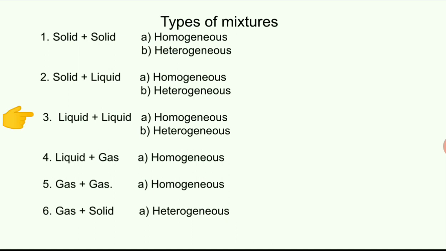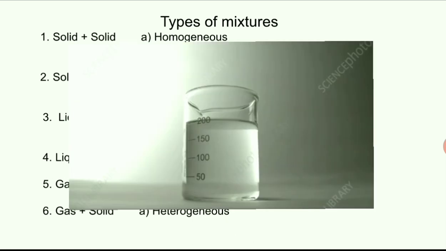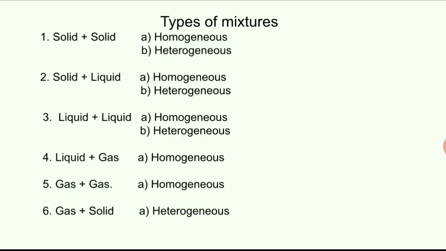Then the third type is a liquid-liquid mixture. In this type of mixture, all the components are in liquid state and they can also be homogeneous as well as heterogeneous. Now, talking about homogeneous mixtures, the most common examples are alcohol and water. When you mix alcohol and water, the liquid will appear uniform. You will not be able to identify the alcohol or water separately. Same goes for acetone and water.